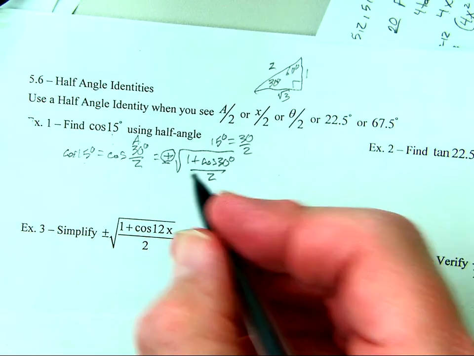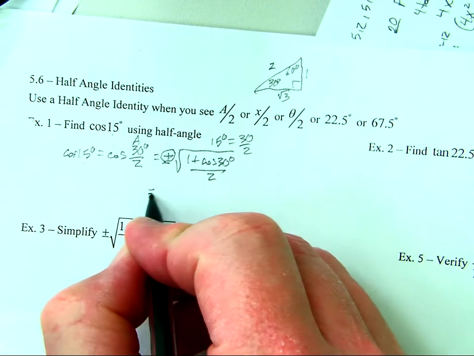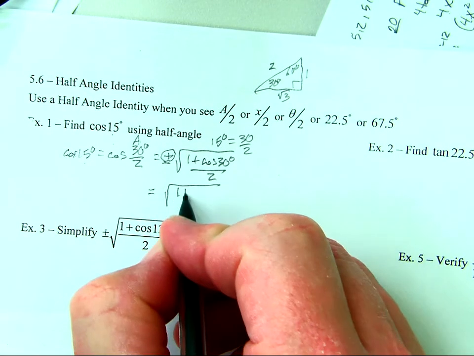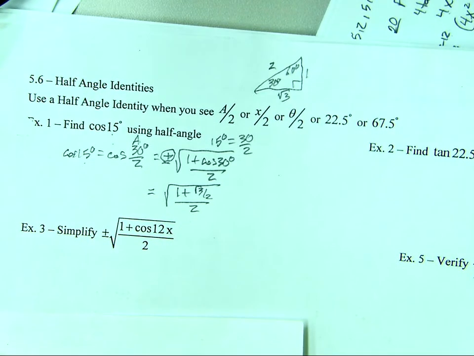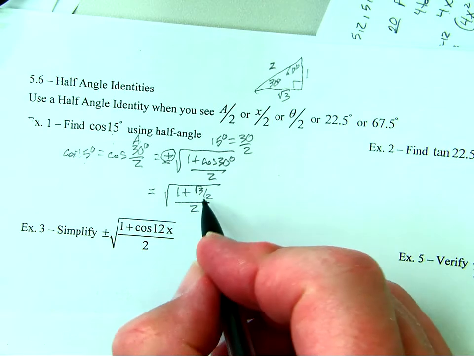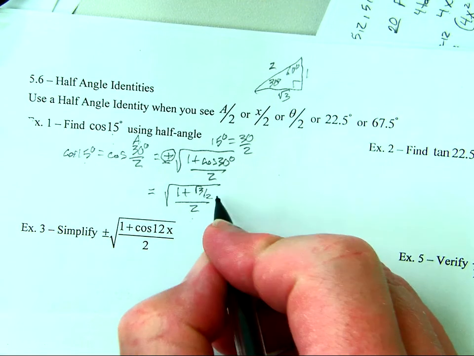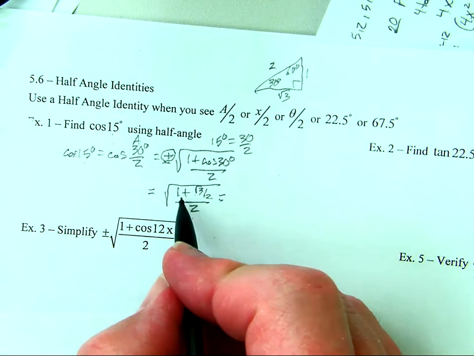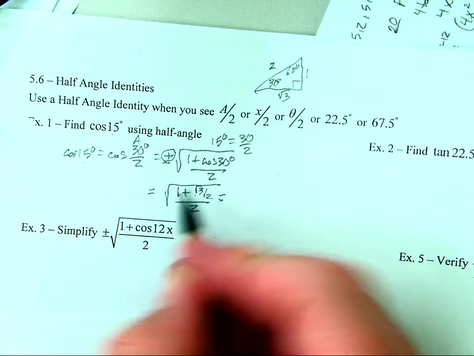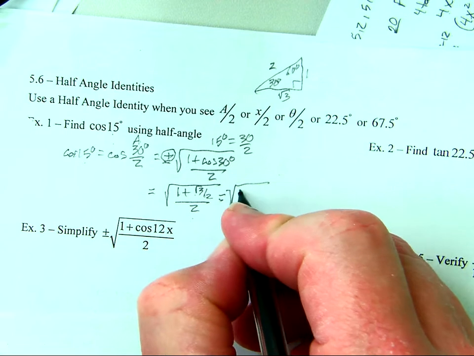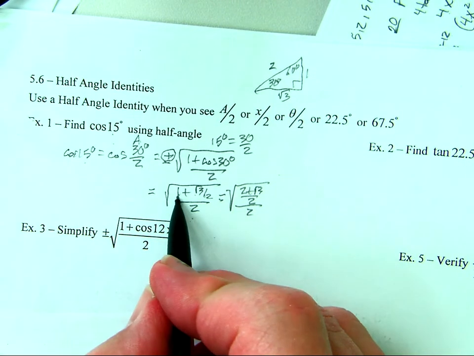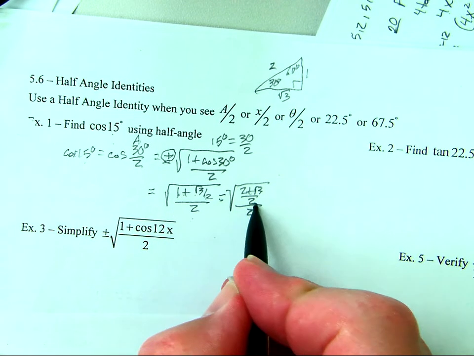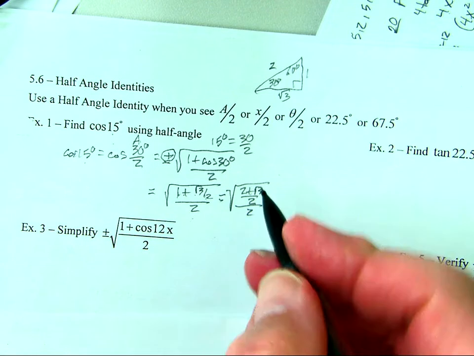So we're going to substitute that in here. That equals the square root of 1 plus radical 3 over 2, all over 2. So in place of cosine 30, we put radical 3 over 2. Well, now we have some work to do because we have a fraction within a fraction. So first, we need to get a common denominator over the top. If we think of 1 as 2 over 2, the top becomes 2 plus radical 3 all over 2.